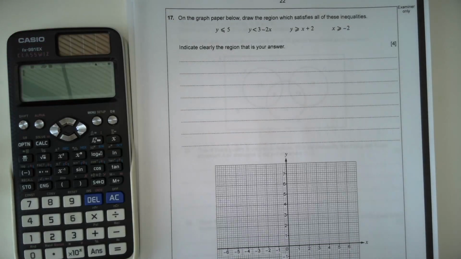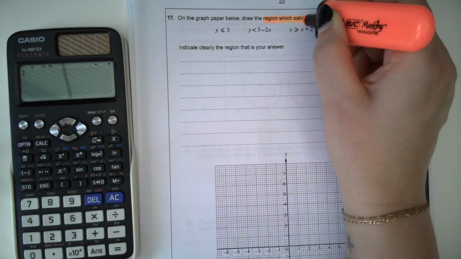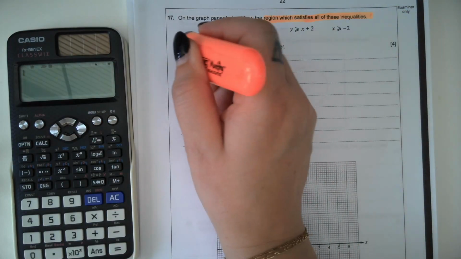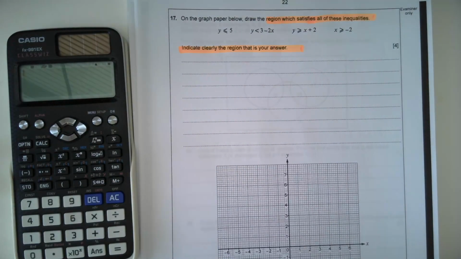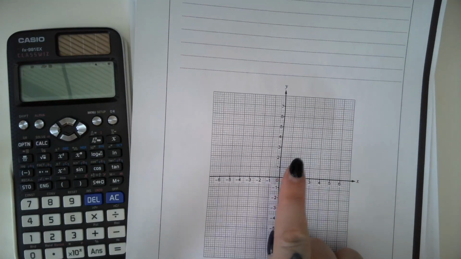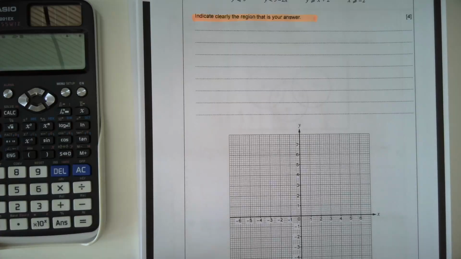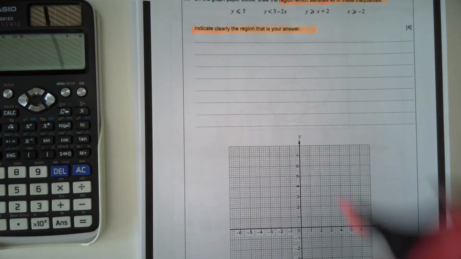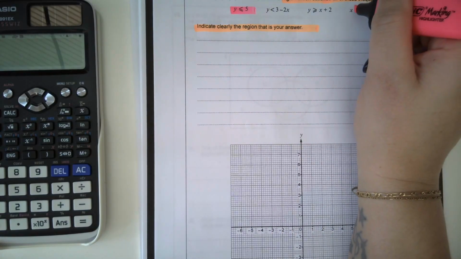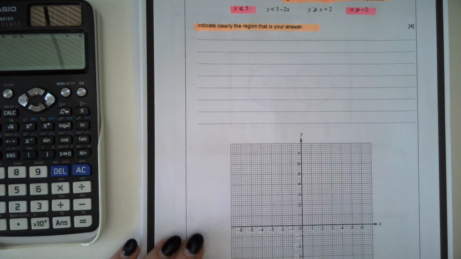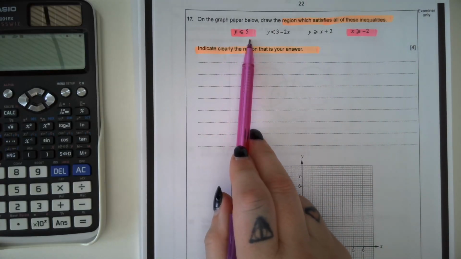Question 17. On the graph paper below, draw the region which satisfies all of these inequalities. So we have 4 inequalities. We have to indicate clearly the region that is your answer. So we're going to draw these inequalities onto this grid down here. Okay, so a couple of them are nice and easy to do to start off with. So y is less than or equal to 5 and x is greater than or equal to -2. Because they are simply horizontal or vertical lines.